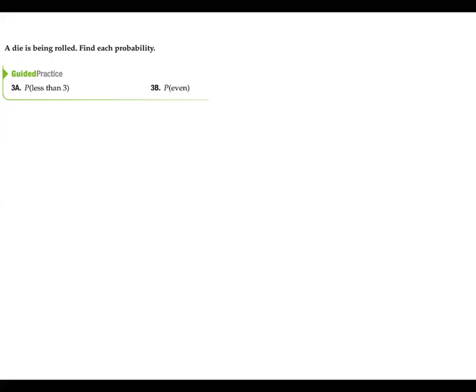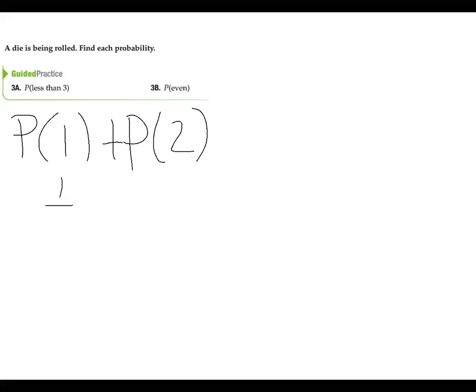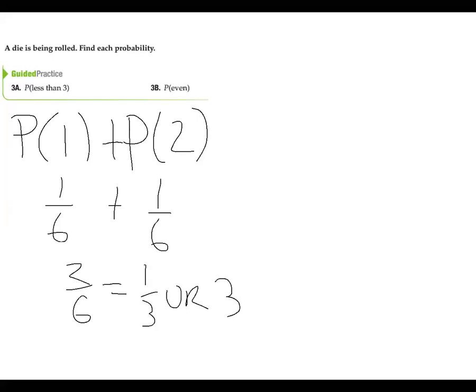All right, we're back. So probability of less than a 3. Now, it doesn't say less than or equal to a 3. It says less than 3. So you would have to do the probability of 1 plus the probability of 2. Don't try to do the probability of 0 because you can't roll a 0. So that's 1/6 plus 1/6, which is 2/6, which is 1/3, or about 33%.